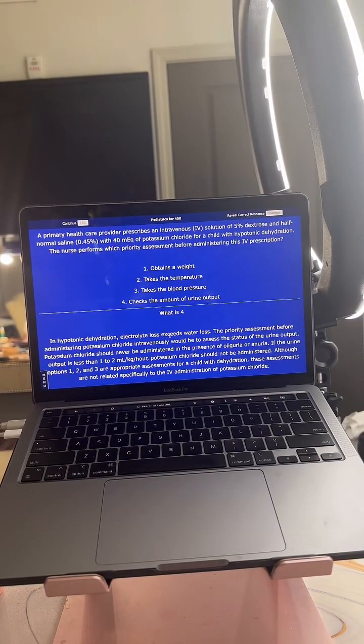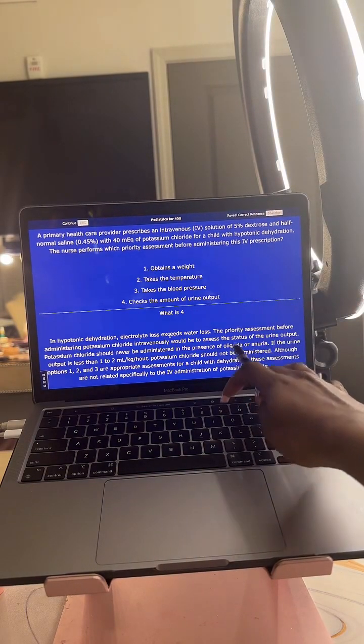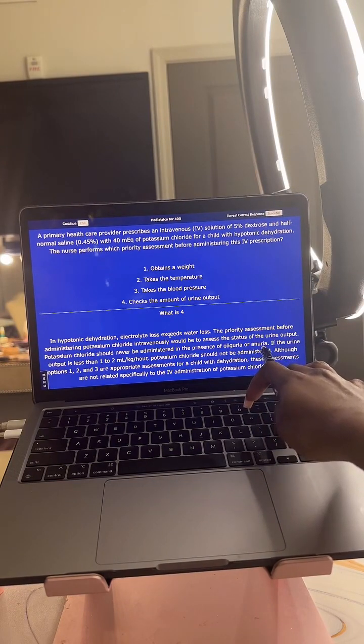All right, now let's go ahead and read it. It says, in hypotonic dehydration, electrolyte loss exceeds water loss. The priority assessment before administering potassium chloride intravenously would be to assess the status of the urine output. Potassium chloride should never be administered in the presence of oliguria or anuria. What does oliguria mean? And what does anuria mean?